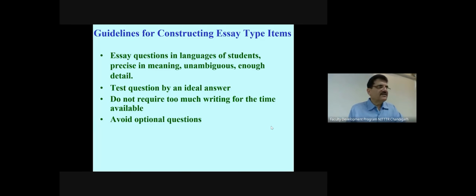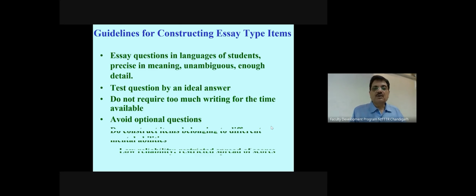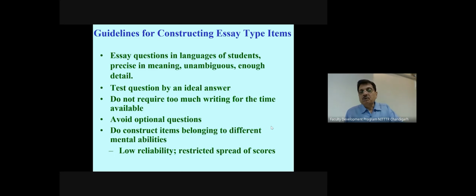Now see, say there are 8 questions. One student has answered questions 1, 2, 3, 4, 5. Second student has answered questions like, say, 4, 5, 6, 7, 8. Another student has opted for a different combination. Now can you compare the learning abilities in this case? No. Learning abilities can be compared only when all the students are required to answer all the questions. So don't ask for optional questions, and do construct items belonging to different mental abilities.